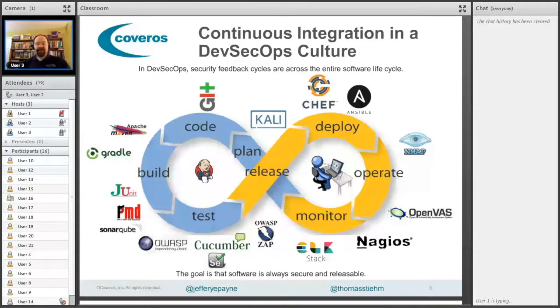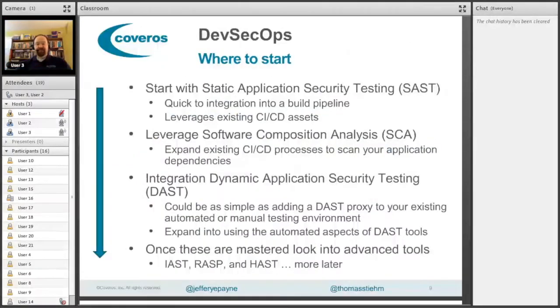This is a diagram that shows some of the open source tools that you might be using to help you do various things, and gives you an idea of how these tools might be leveraged and where in the process they might be leveraged. We'll talk about some of those tools later in the presentation.